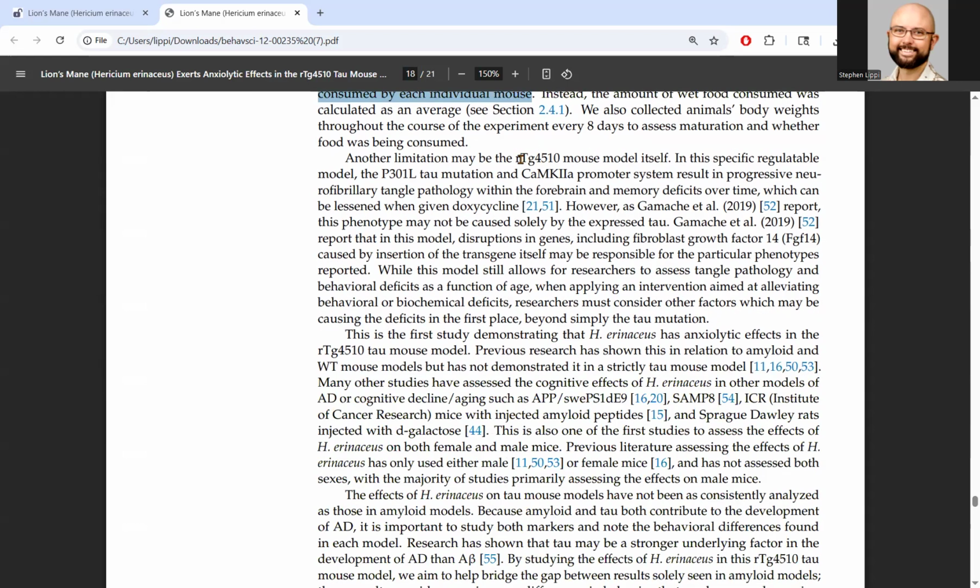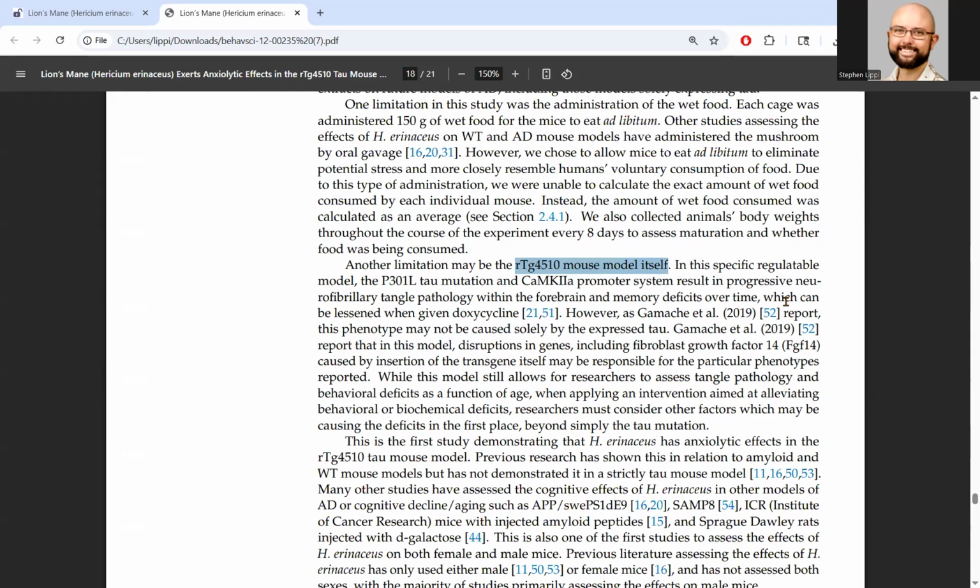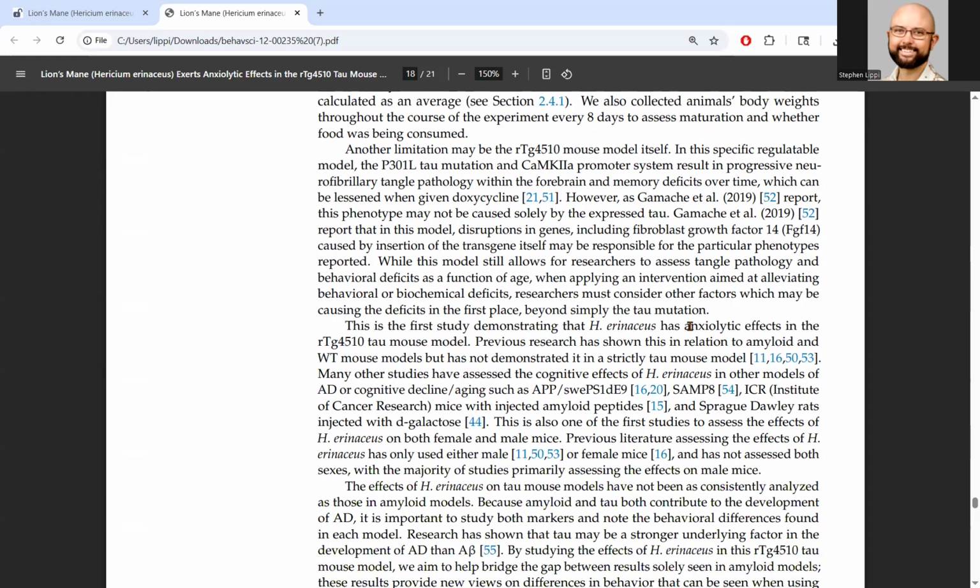Another limitation may be the model itself, right? Again, we're not trashing our study. We're just stating that, hey, in this specific model, the tau mutation in promoter system results in progressive neural tangle pathology, but other people have reported that the phenotype may not be caused solely by expressed tau, right? So while it does express tau, there are others saying that maybe it's not just due to tau. So that is still a limitation. It doesn't take away necessarily from the findings. It's just putting that specific stuff into context.